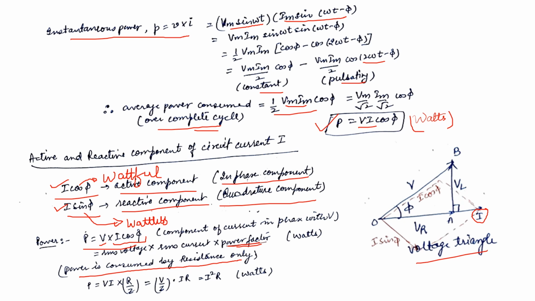Now, from the impedance triangle, cos phi can be written as R by Z. So we can write VI multiplied by R by Z, which gives us I squared R. The unit is watts, right? So the power consumed in any AC circuit consisting of resistance, inductance and capacitance can be obtained using the formula VI cos phi, or we can write I squared R. You can see in this formula we are getting R. This R indicates that the power will be consumed by the resistive part only.